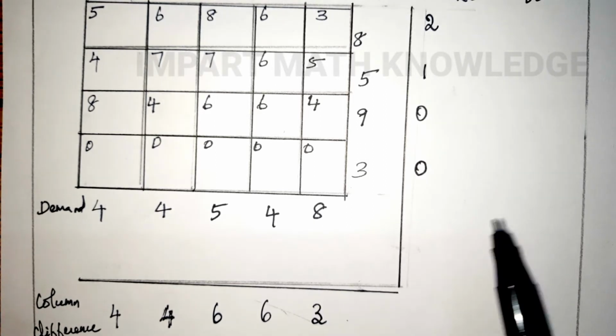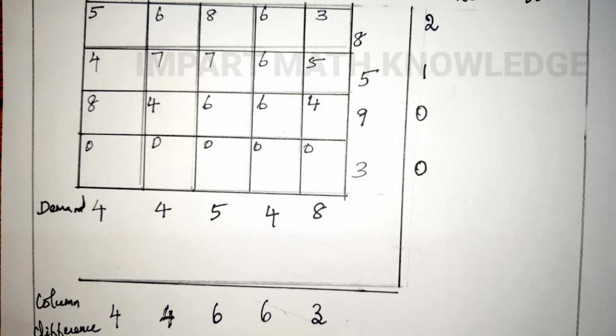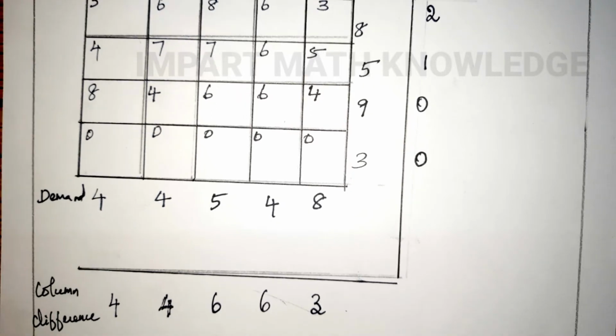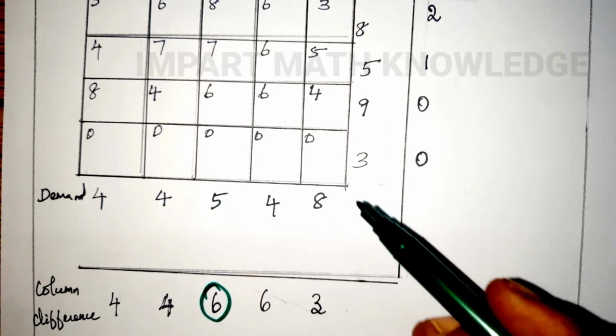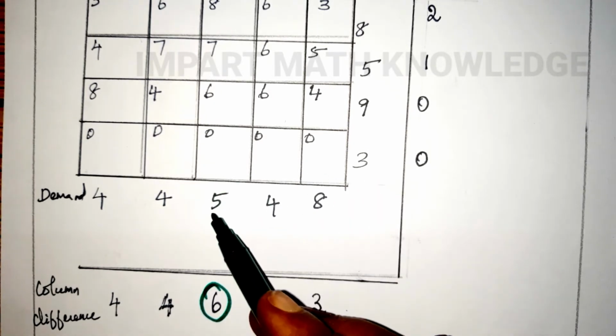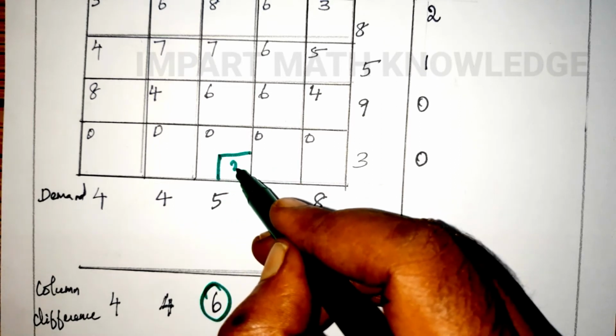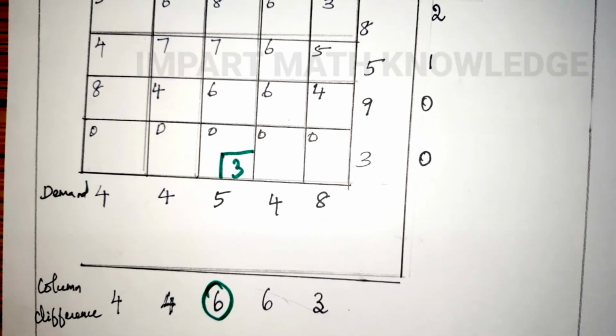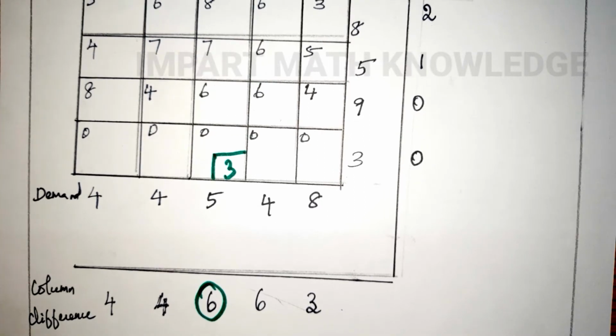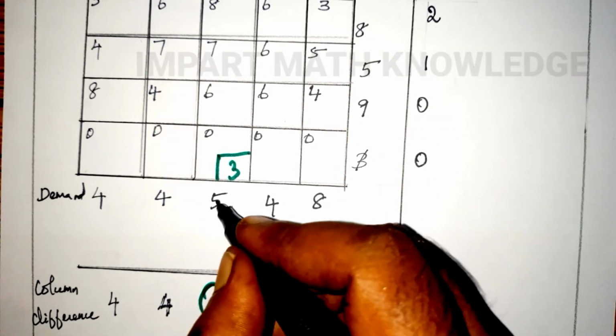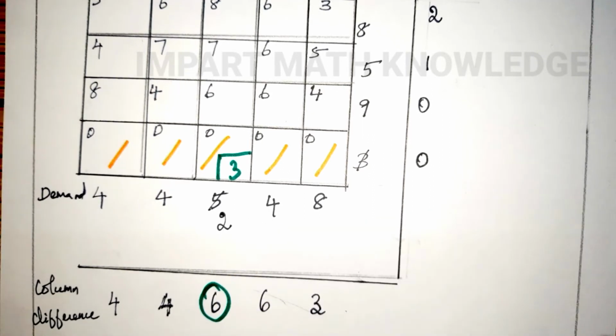Now from row difference and column difference, you have to select the maximum penalty. Here the highest penalty is 6. It comes in two places. If a tie occurs, you can select any one. In the third column I am going to allocate the value. In the third column, my least value is 0. For this cell, supply is 3 and demand is 5. I am allocating the least number 3 here. Once I allocate, I strike out the satisfied value. That is 3 is satisfied and here the remainder is 2. Here supply is satisfied, so I strike out the row.